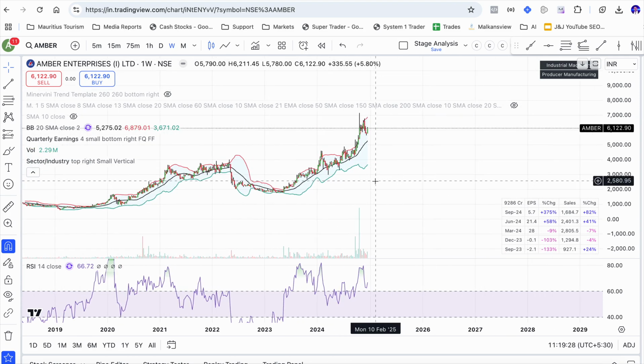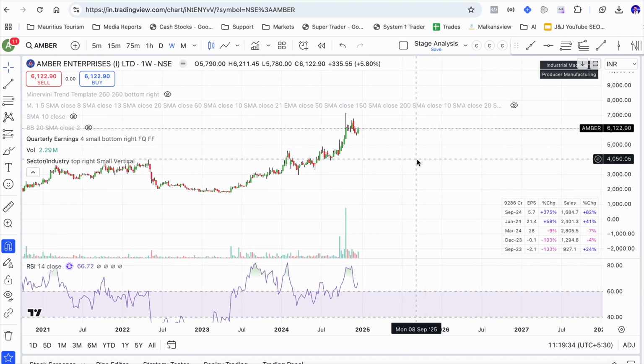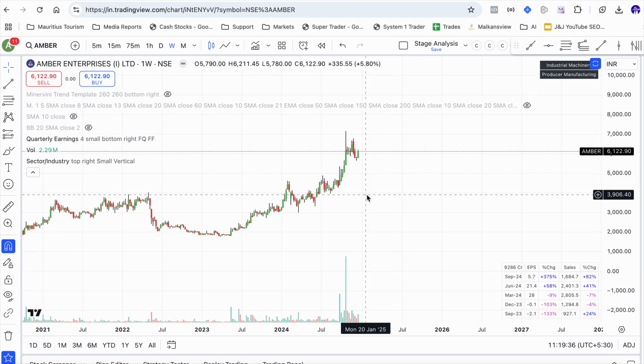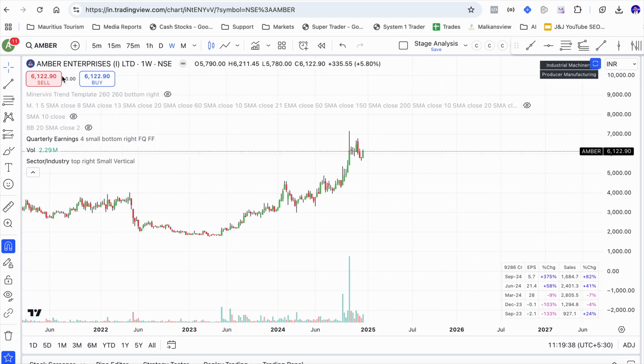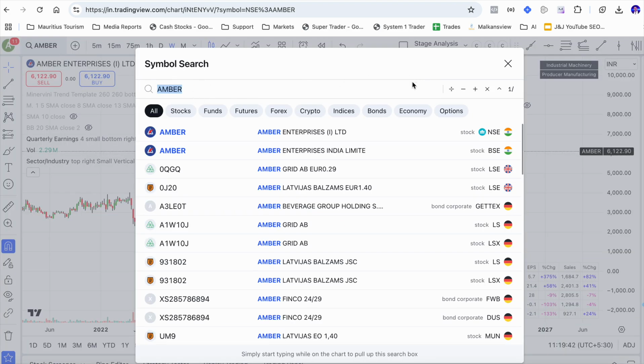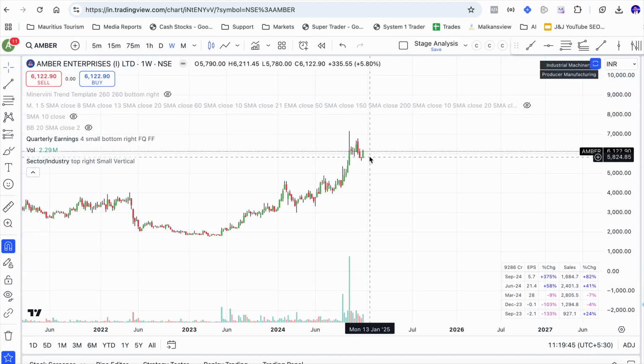I know that there is a stock. Let me remove the moving average also, and let me remove the other slides. So I know that this is a stock, Amber Enterprise, which if you go here and select Amber, you will get it. Amber Enterprise is basically bought by mutual funds. There are two stocks, Amber and Granules.